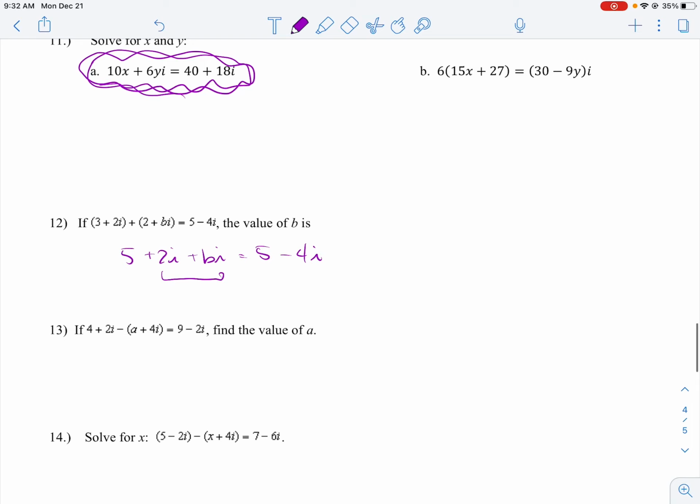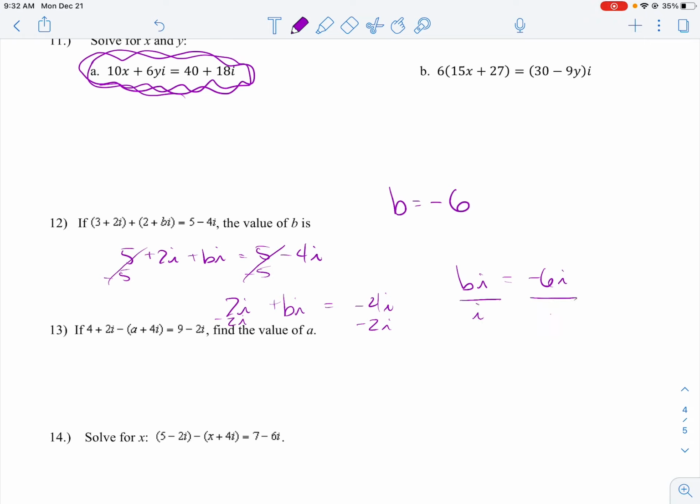Okay, so b is going to have to equal a negative 6. Alright, but let's solve that out to be sure. So I'm going to subtract a 5. Cancel, cancel, so I get 2i plus bi is equal to a negative 4i. Subtract 2i, subtract 2i. bi is equal to a negative 6i. Divide by i, divide by i. b is equal to a negative 6, which is what we suspected.